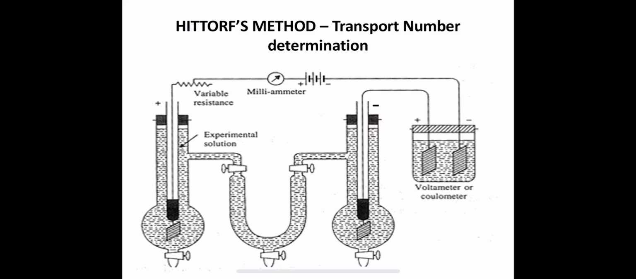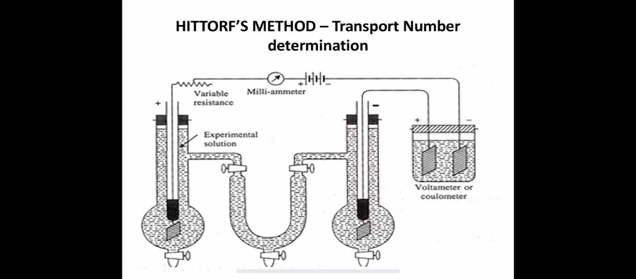Here the solution in the U tube acts as the middle compartment. The outer tubes act as the anode and cathode, so one will be the anode and the other will be the cathode. These are the 2 outer tubes. All the 3 tubes are connected. You can see here, this is connected to this U tube, and this U tube is connected to this tube.